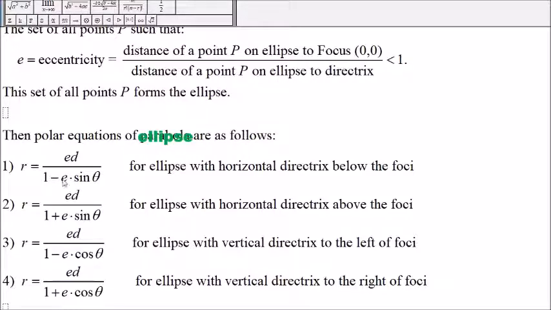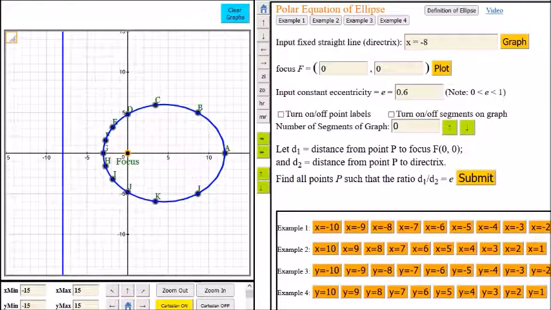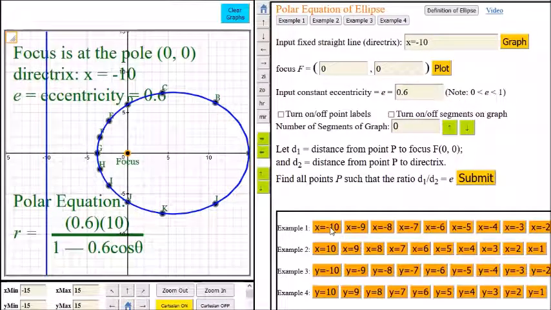Just like in the case of the parabola, the reason we have 4 of them is because it depends on where the directrix is, whether it's to the right or to the left of the pole, or is it below or above. Then we'll look at some examples, and that'll become clear. Here we have an ellipse, and this directrix right here is the line x equal to negative 8. Let's look at one where it's negative 10 first.